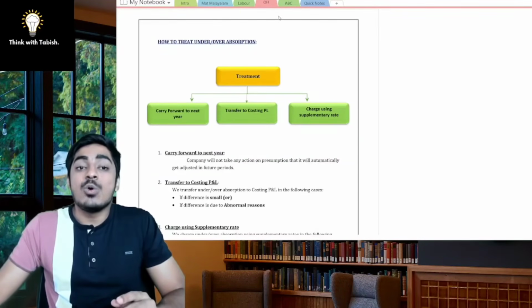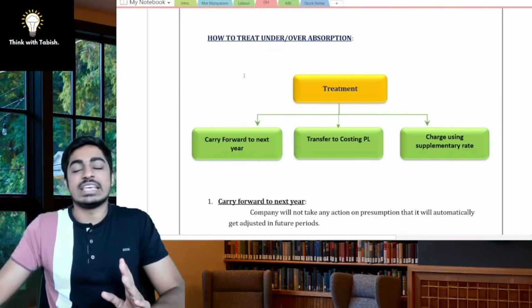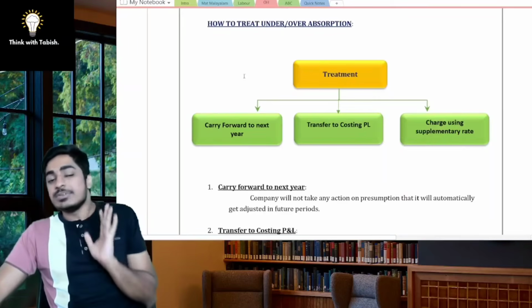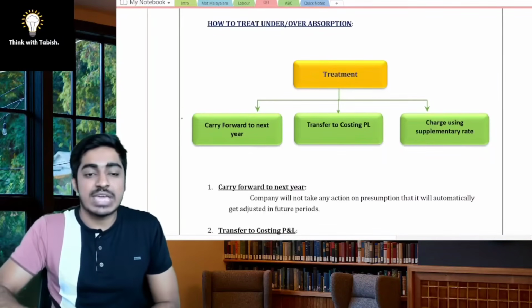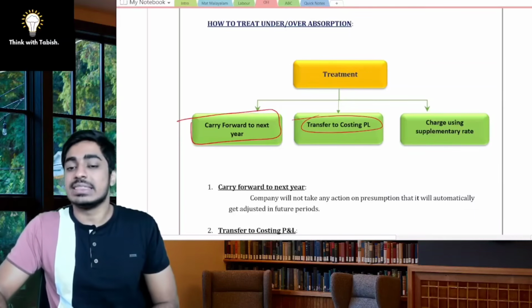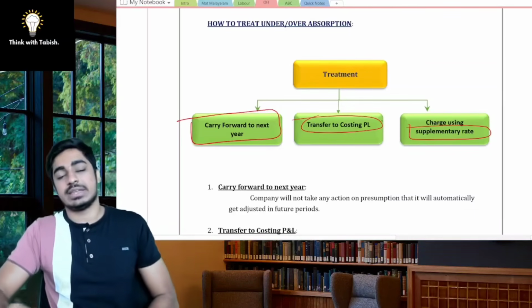The question is, how do we treat them? In our books of accounts, how do we treat under or over absorption? We have three different treatments. First thing is to carry forward to next year. Next is to transfer it to costing P&L, and third is to charge using supplementary rate.